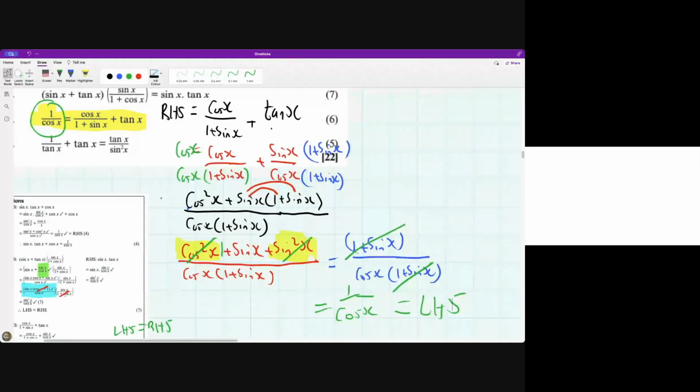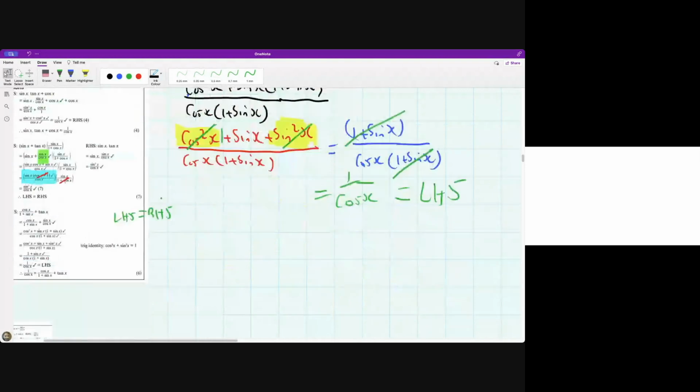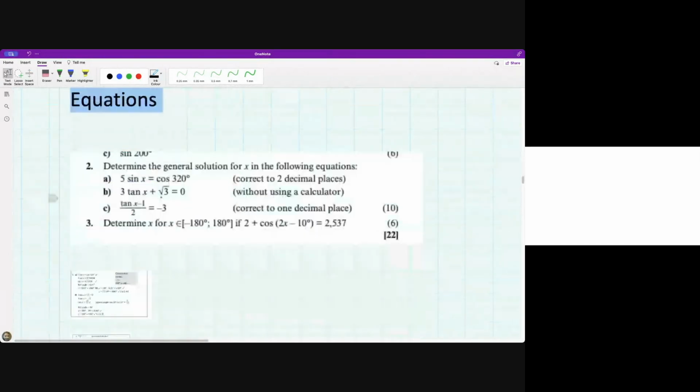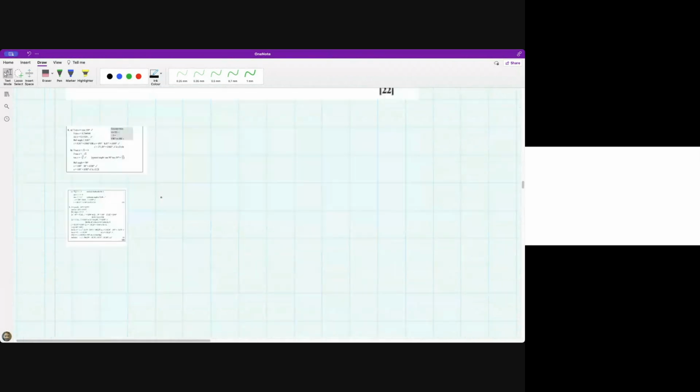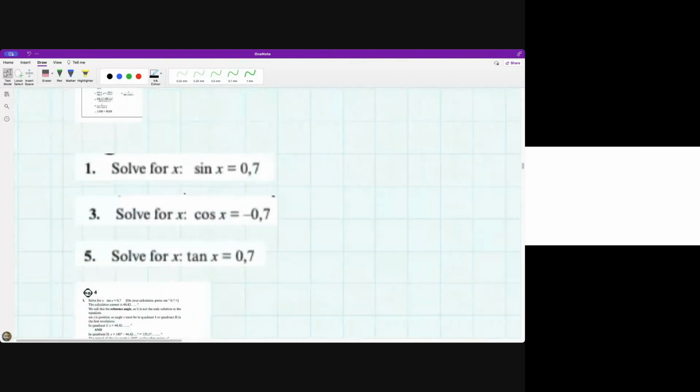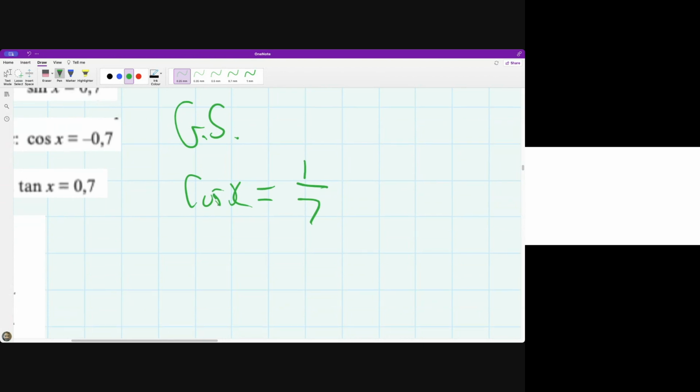Guaranteed. Okay, well, I'll tell you what, in the last bit of tonight, we are going to talk about trig equations. So we're going to solve some trig equations. I'll make one up for you. Let's just do this. Find me the general solution for cos x equals 1 over 7.